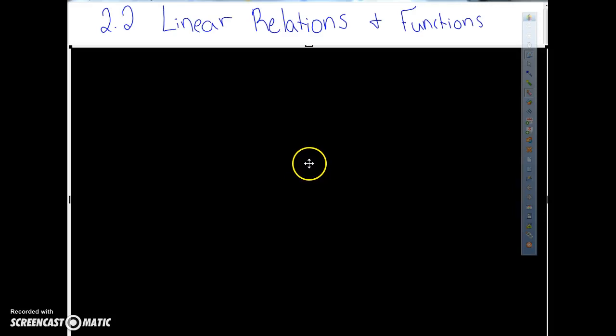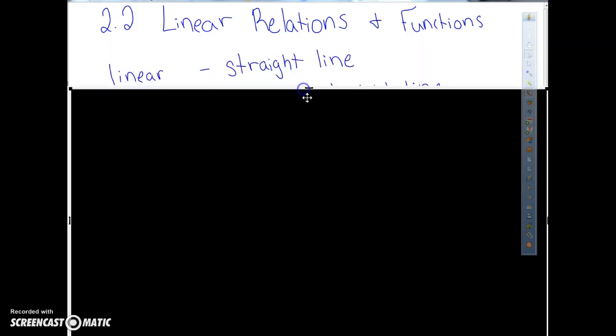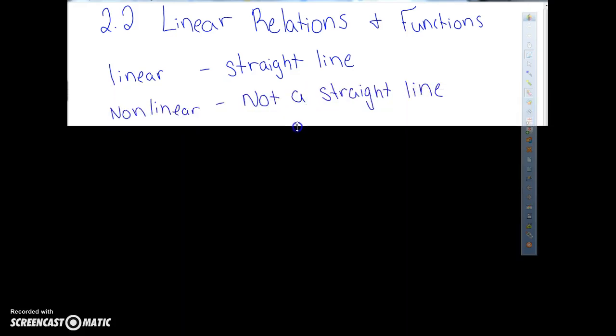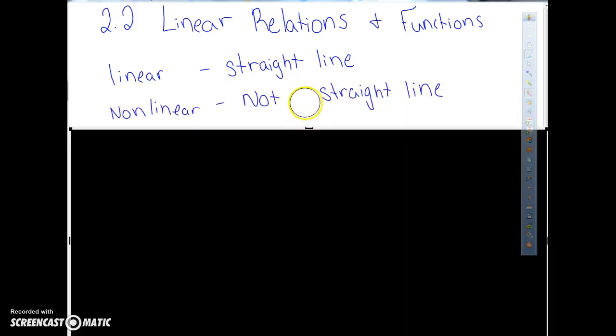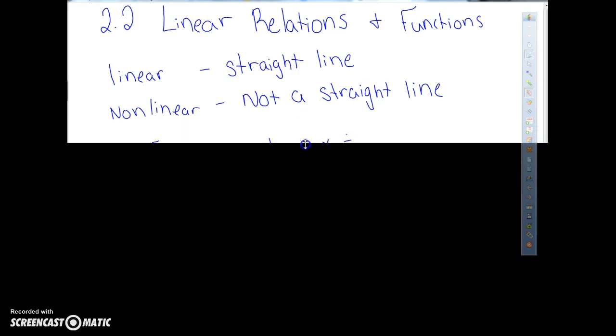This is Algebra 2, Lesson 2.2, Linear Relations and Functions. When you hear the word linear, you should be taken back to Algebra 1 and remember what linear is. Linear means it's a straight line. So if you hear something's linear, you should automatically think straight line. That's from Algebra 1. If you hear something's non-linear, obviously you'll think it's not a straight line. So linear, straight line, non-linear, not a straight line.